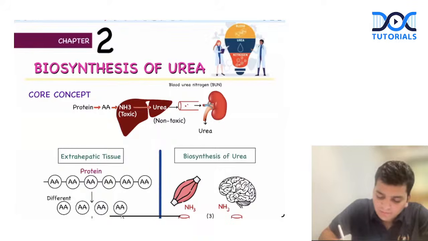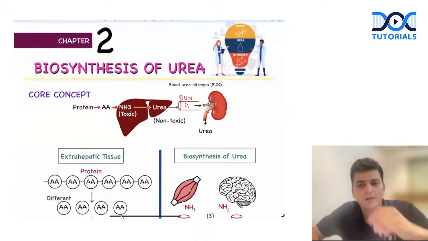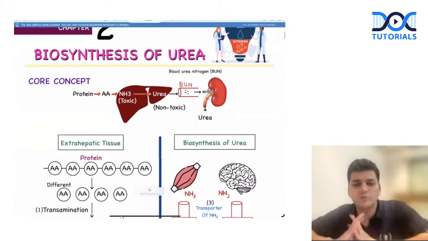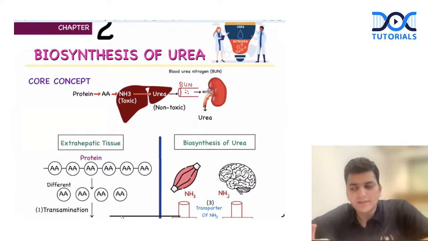The urea is non-toxic, and then this urea will come into the blood. When the urea molecules come into the blood, that is called blood urea nitrogen. And this blood urea nitrogen will reach the kidney and will be filtered out and thrown out. So now we have understood 2 points here: why we want to make urea and where we are doing that. The urea synthesis is done to convert a toxic molecule, ammonia, into a non-toxic form, that is urea. And where it is happening, only one place, that is the liver.